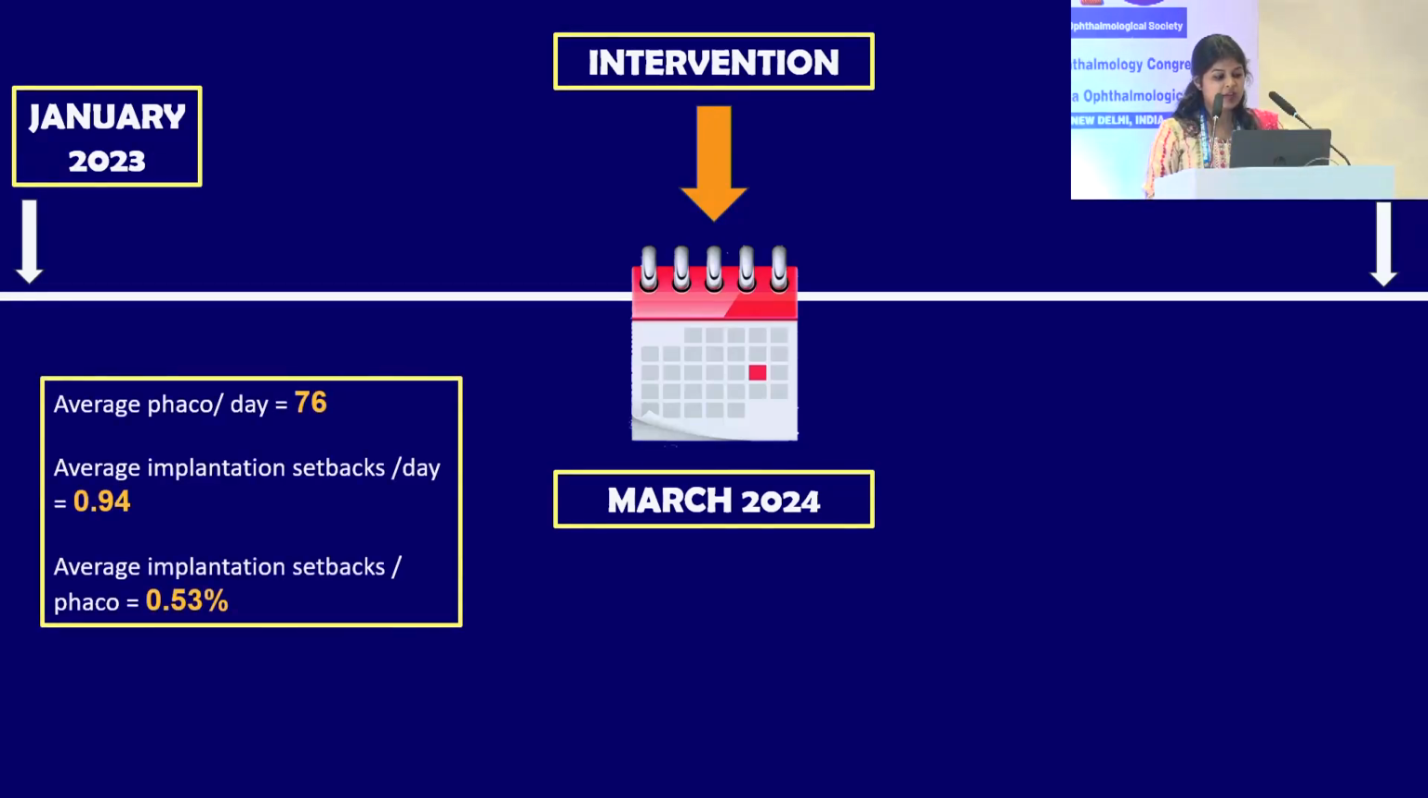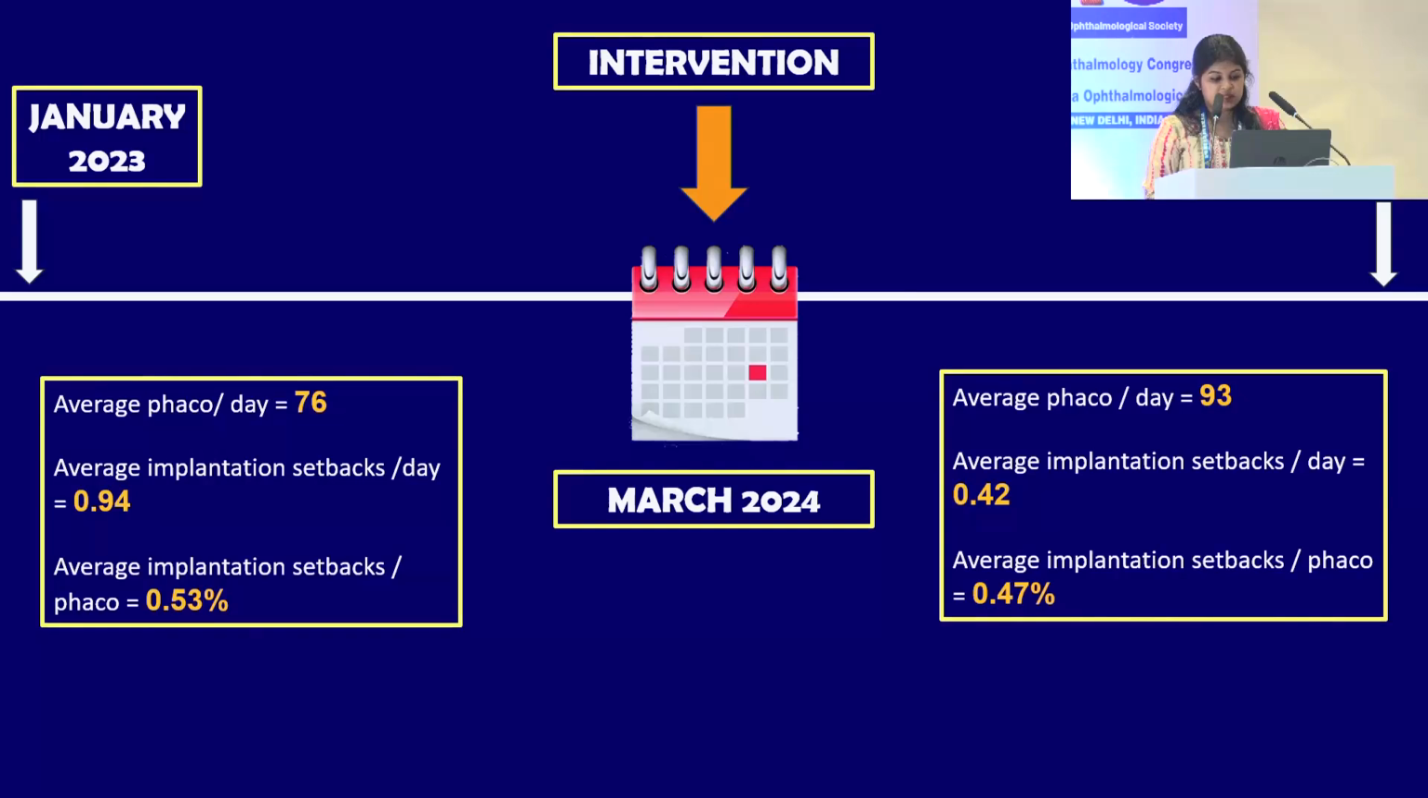We found that before implementation, the average phaco per day was 76, and the average implantation setback per day was 0.94. After implementation, even though the average phaco per day increased to 93, the average implantation setback was reduced significantly to 0.42.